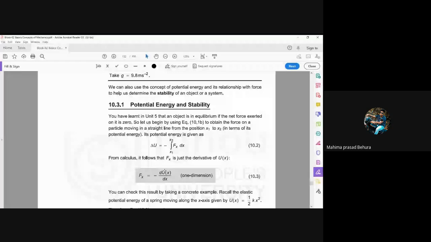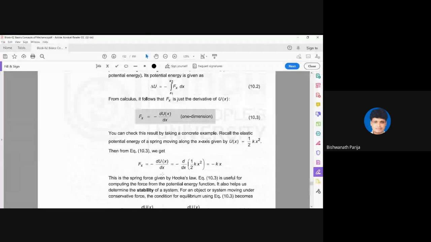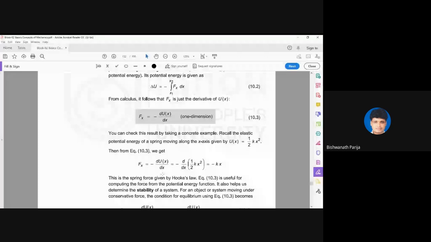So this du by dx is known as the potential gradient or potential energy gradient. Any quantity differentiated with respect to position is called the gradient of that quantity. So you remember this formula: F of x equals minus du by dx. For a spring, the potential is half kx squared, then F equals minus kx. So this is the spring force given by Hooke's law. It is used for computing the force from the potential energy function. It also helps us determine the stability of a system.